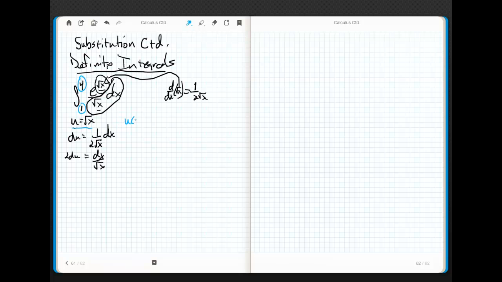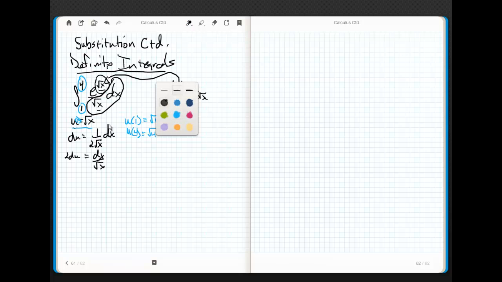I'm going to go u of 1. Well, what's u of 1? If we think of this as u of x, then u of 1 is just root 1, which is affectionately known as 1. And then u of 4, which is root 4, which is 2. Now here's the coolest part.